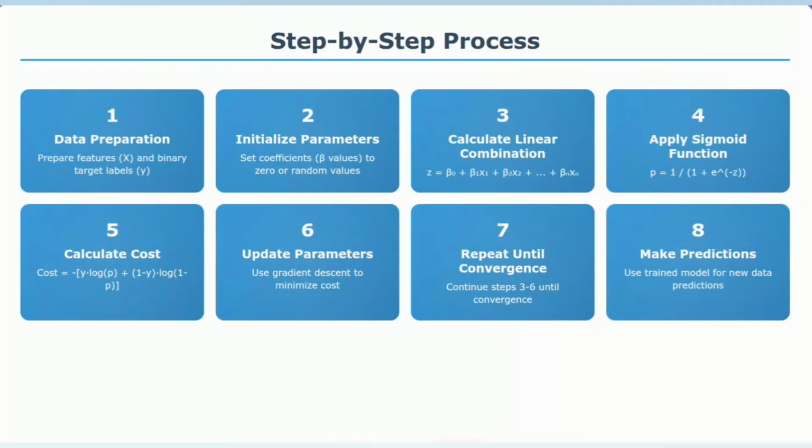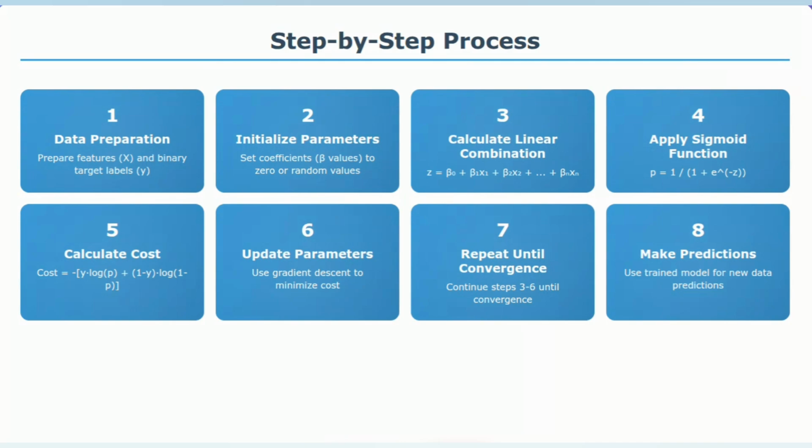Let me walk you through how logistic regression works, step by step. Step 1, data preparation. We start with our dataset containing features, x, and binary target labels, y. The features can be numerical or categorical after proper encoding. Step 2, initialize parameters. We initialize our coefficients, beta values, randomly or to 0.